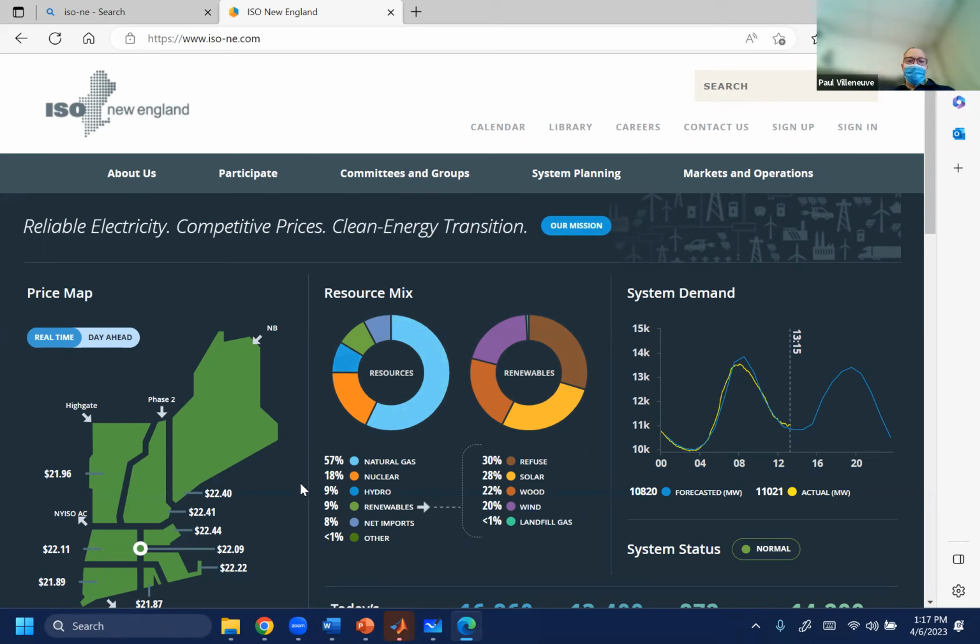And it's kind of a joke, right? Because 9% is renewables. Isn't hydro technically considered renewable energy? So it's kind of a little bit odd, but hydro to me should be part of this pie as well.